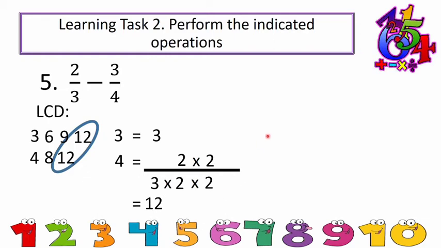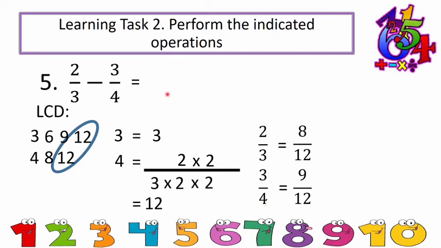Now rewrite 2/3 to its equivalent fraction wherein the denominator is 12. So we have 8 over 12. So how do we get this? 12 divided by 3 is 4, times 2 is equal to 8. Now for 3/4, it is equal to 9 over 12. So 12 divided by 4 is 3, and 3 times 3 is 9.